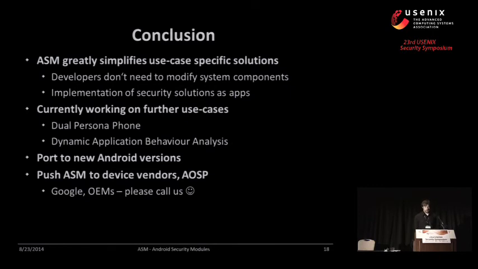We are currently working on extending the Android security modules framework for further use cases and implementing these on top of the ASM framework, such as dual persona phones, where we separate enterprise and private data and applications deployed on devices, or dynamic application behavior analysis, where we use the Android security modules framework to profile applications and their use of security and privacy critical components. This information could, for example, be useful for malware analysis. Furthermore, we are working on porting the ASM framework to new Android versions, such as the upcoming Android L version. And we're actively working on pushing the ASM framework to device vendors and ideally the Android open source project.